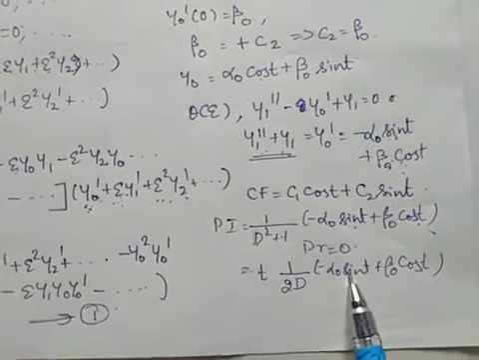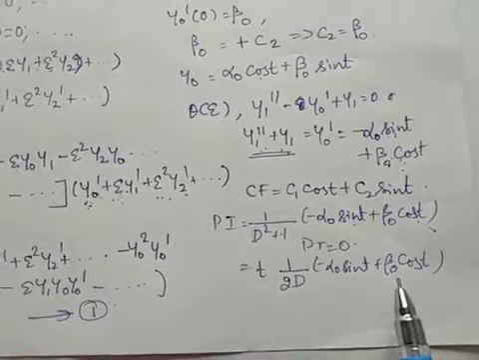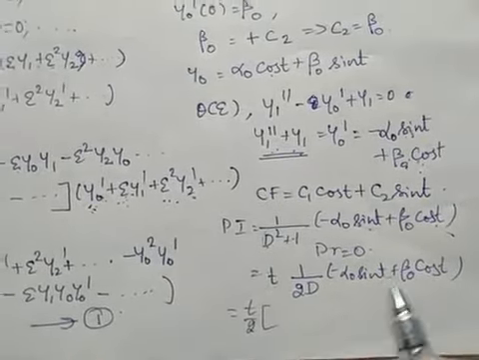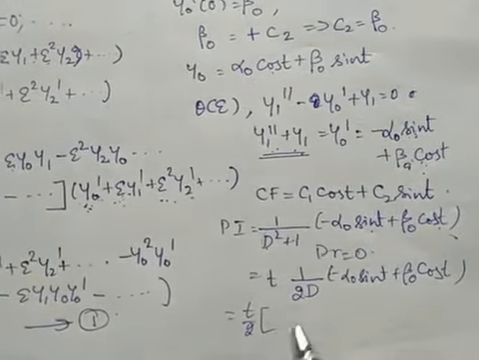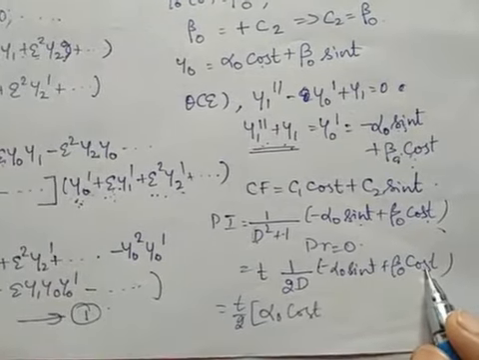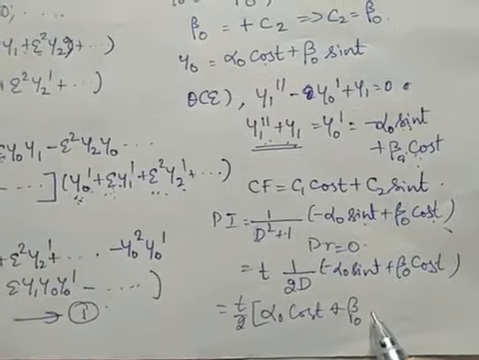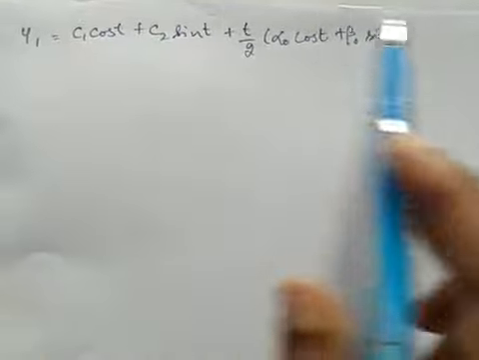Now we have to integrate this. 1 by d is integration. We will get t by 2. Integration of sin t is minus cos t. So minus into minus will become plus alpha naught cos t. Integration of cos t is plus sin t, plus beta naught of sin t. So substituting complementary function and particular integral, this is our y1.